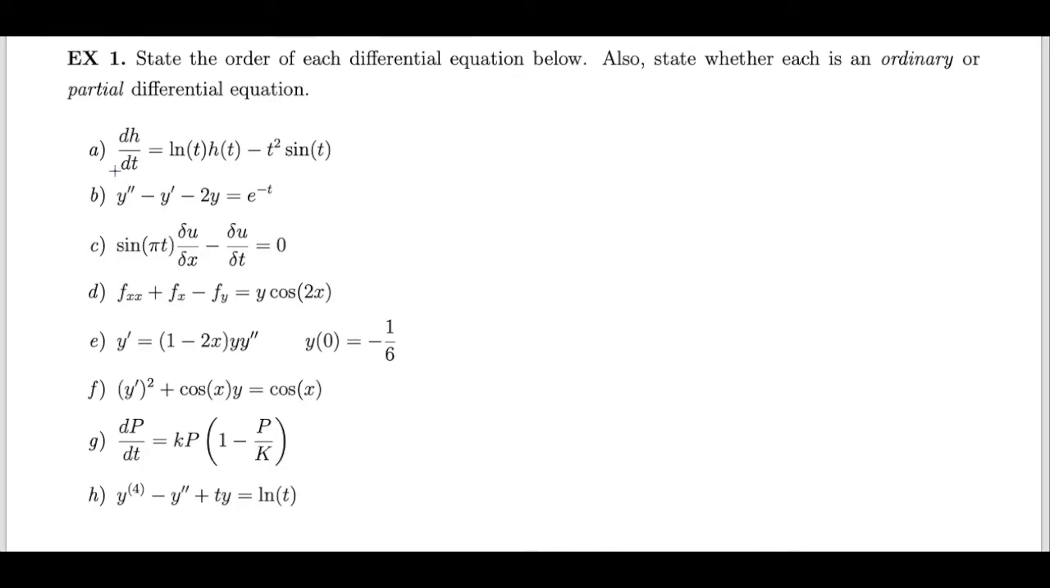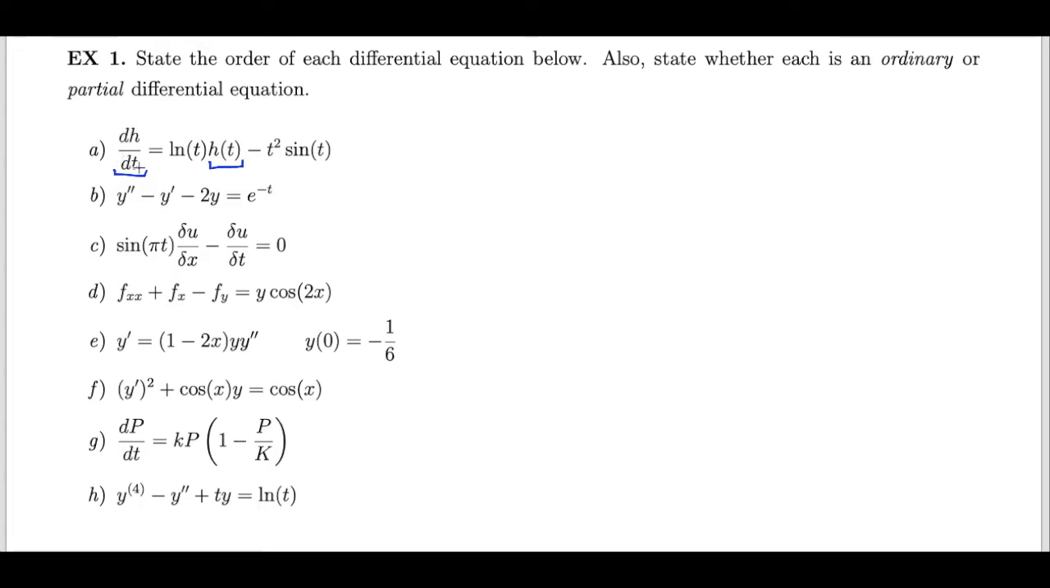I have a dH/dt, so I recognize that that's a derivative term. That's a first derivative term. I have natural log of t. I have h of t, which is an unknown function. I don't know what h of t is, and yet this equation involves h of t along with its own derivative. So this is a classic differential equation. I also have t squared, sine of t. Looks like t is my independent variable in this equation.